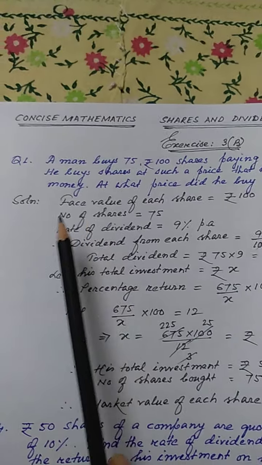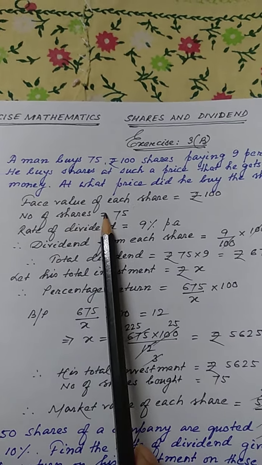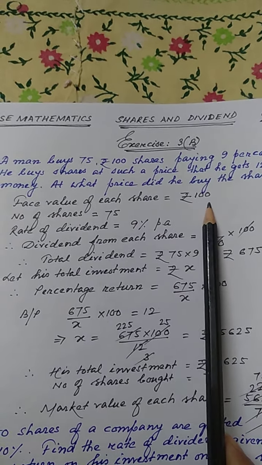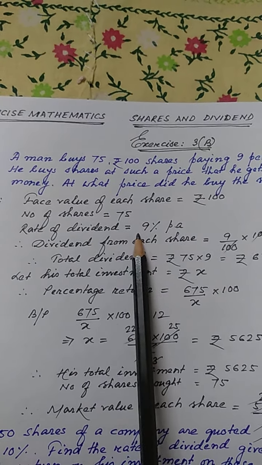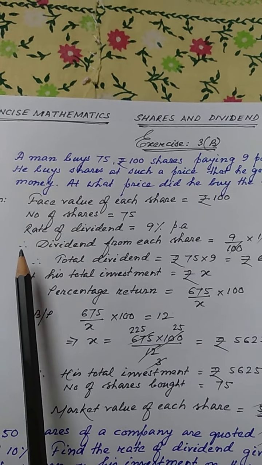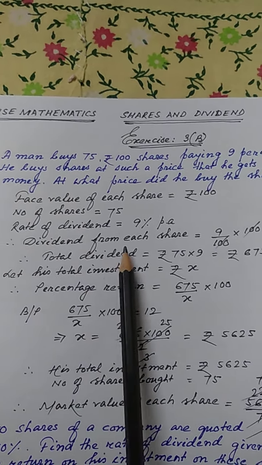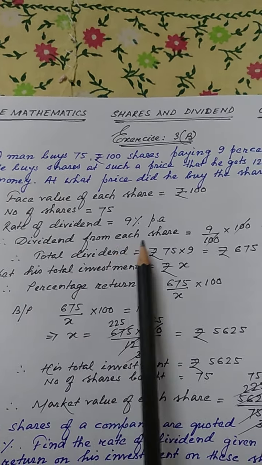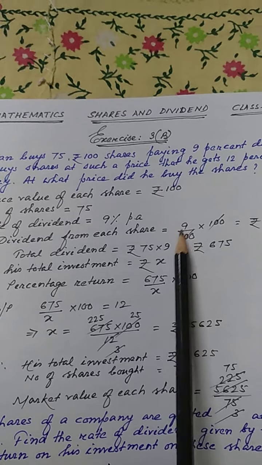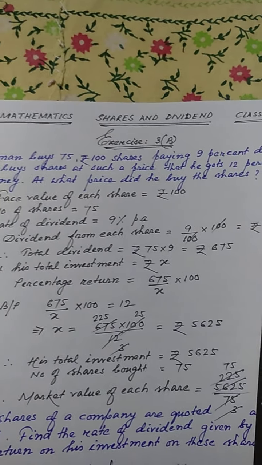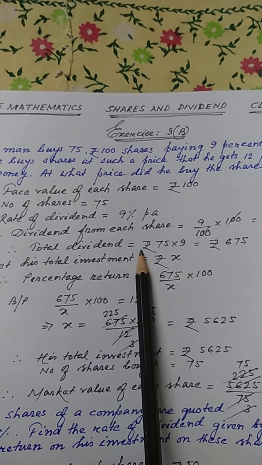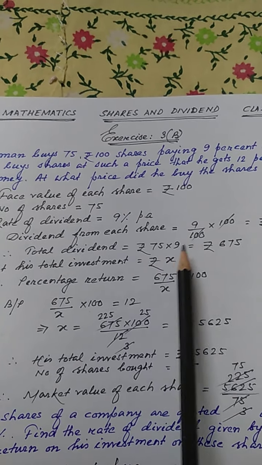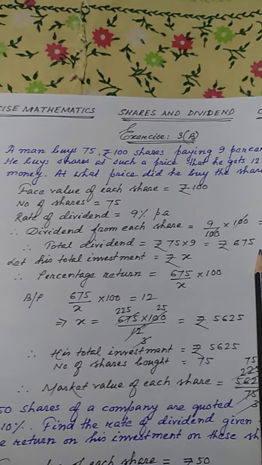So see here, I write the face value of each share equal to rupees 100, number of shares equal to 75, rate of dividend equal to 9% per annum, and dividend from each share, that is 9% of 100 rupees. So 9 by 100 into 100 equal to rupees 9. Therefore, total dividend equal to rupees 75 into 9, that is equal to rupees 675.